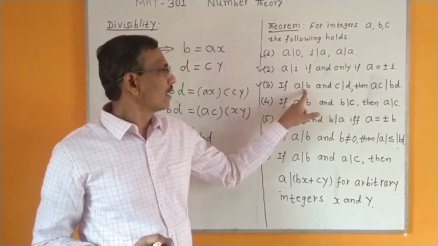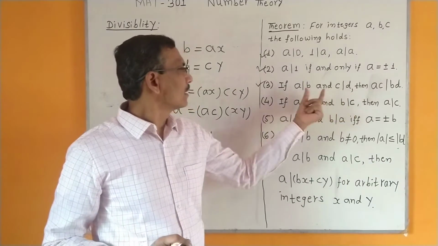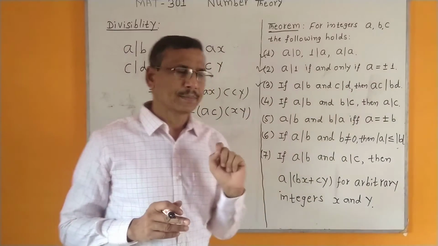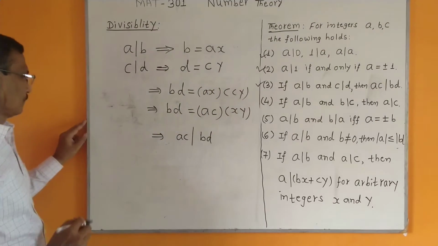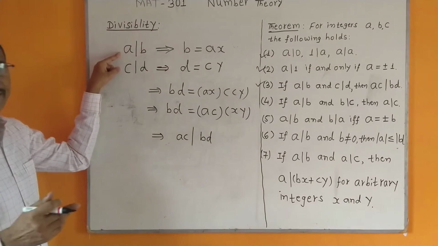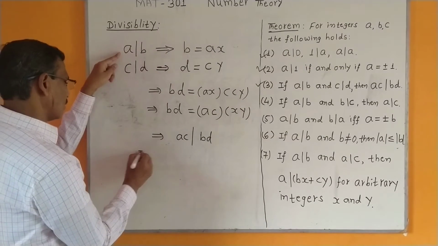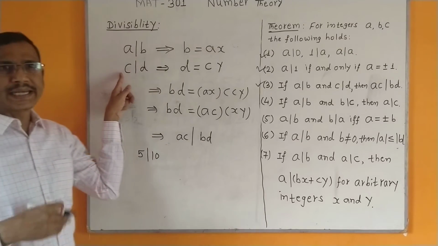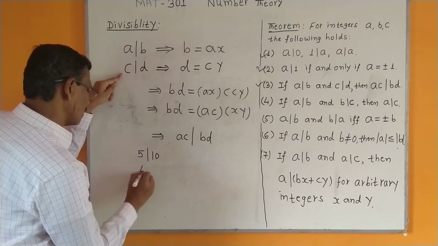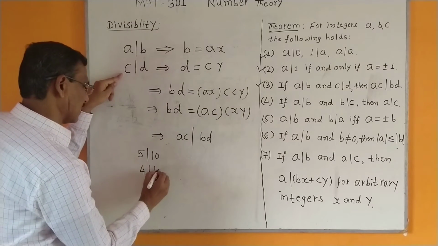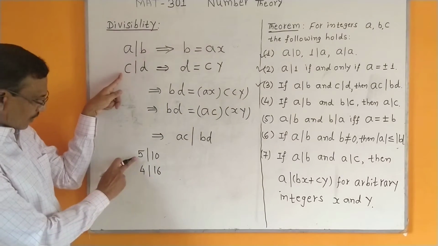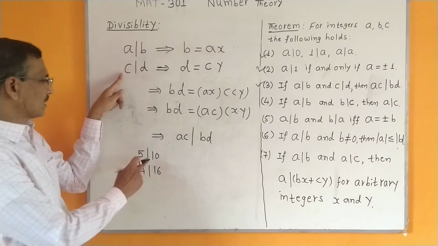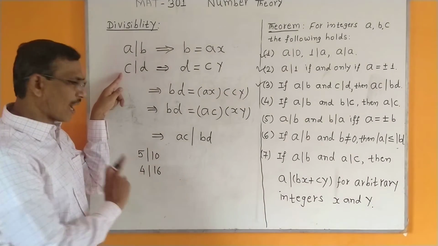If A divides B and C divides D, then A into C divides B into D. For example, what is the first condition? A divides B. Suppose 5 divides 10. And second, C divides D: 4 divides 16. That means 10 is divisible by 5, and 16 is divisible by 4.